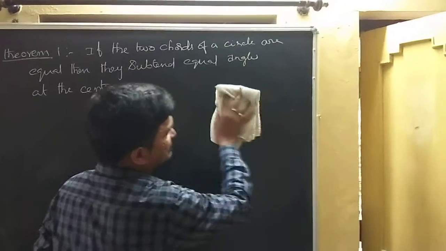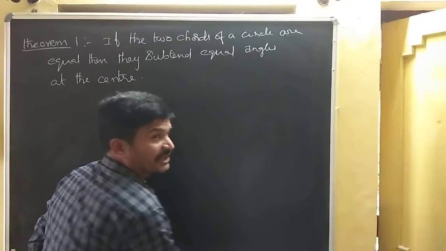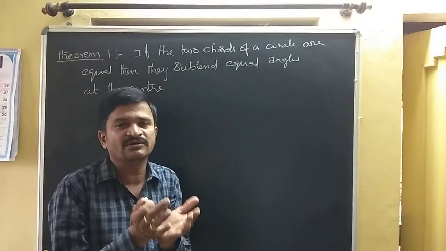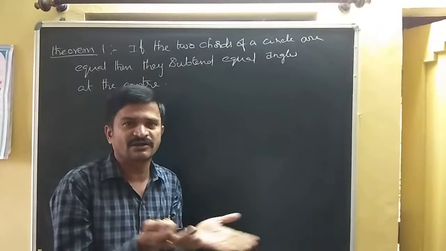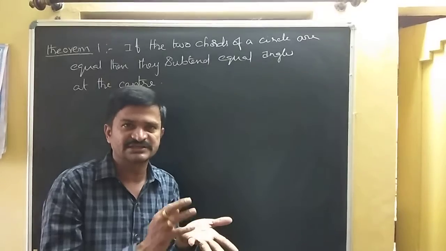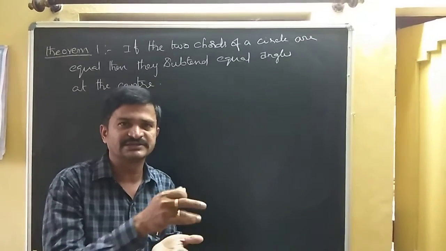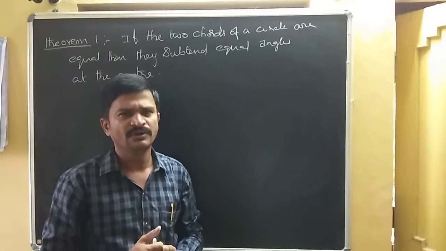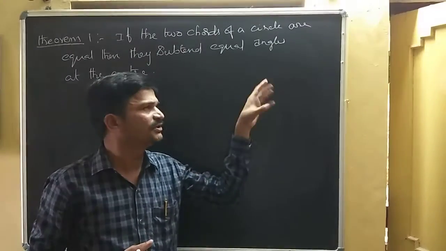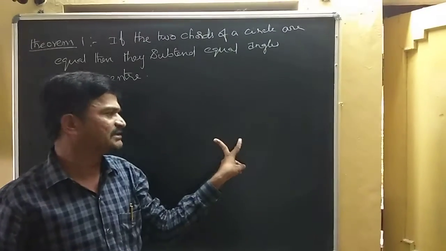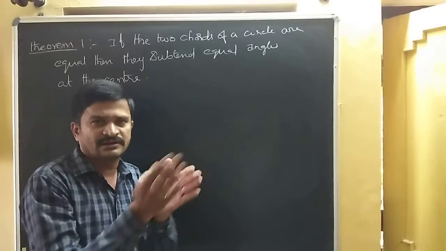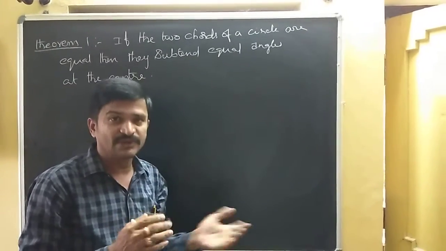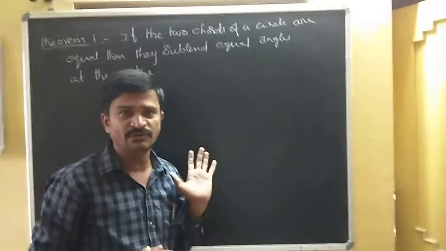Before going to prove this, you have to recap the congruency rules now. In our earlier classes, we have learned some congruency criterions. What are the congruency criterions? SAS, side angle side, ASA, angle side angle, and RHS. I hope you all know that. If in 2 triangles the 2 angles and included side are equal, then those 2 triangles are said to be congruent. Based on those properties, here we are going to prove this one.